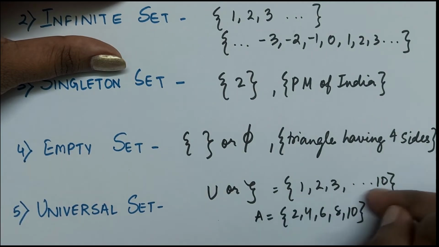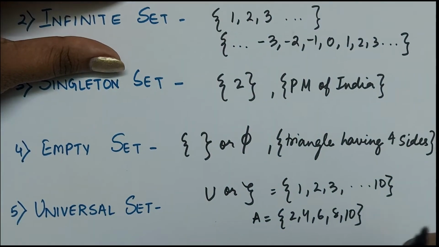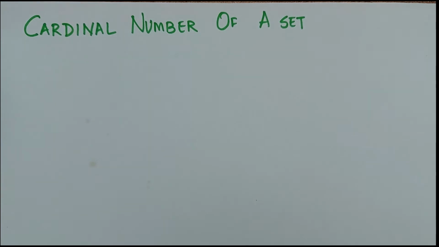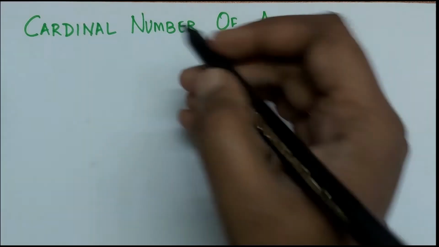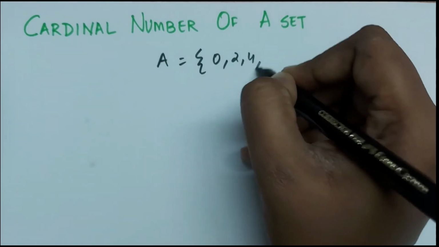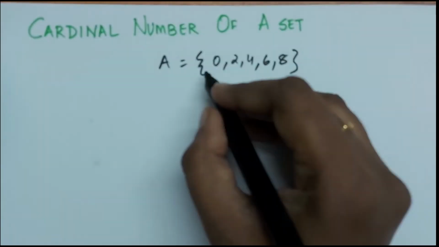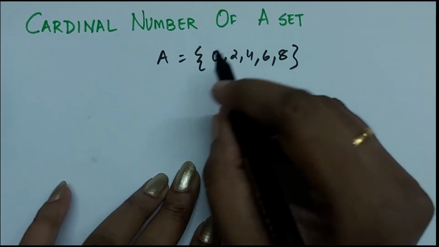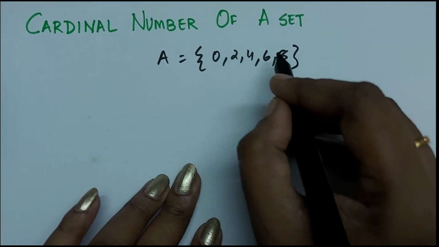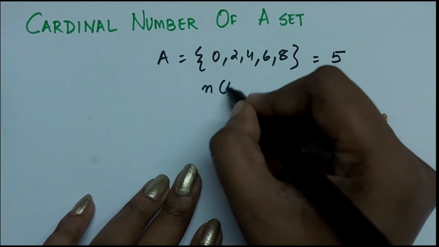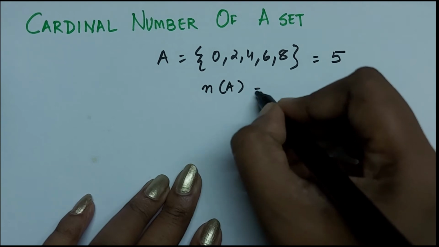So for a given problem you can have a definite universal set from where you get the answers to your given sets. Then we talk about the cardinal number of a set. Now the cardinal number is the number of distinct elements which are there in a set. So if I say that set A contains 0, 2, 4, 6 and 8, then all are unique numbers. And how many elements are there? 1, 2, 3, 4, 5. So there are 5 elements. So the cardinal number of A, we write it as n of A is equal to 5.